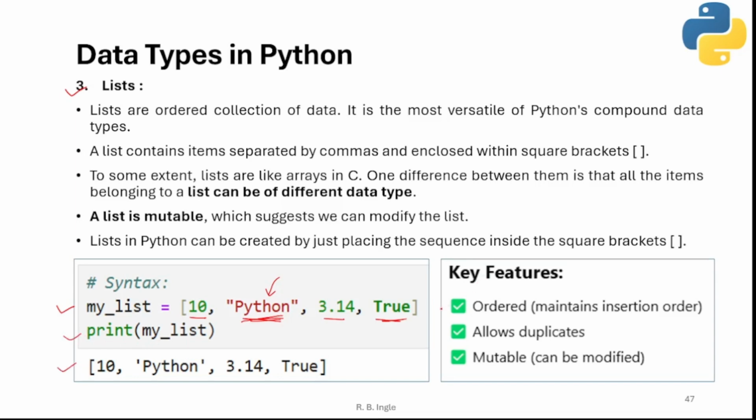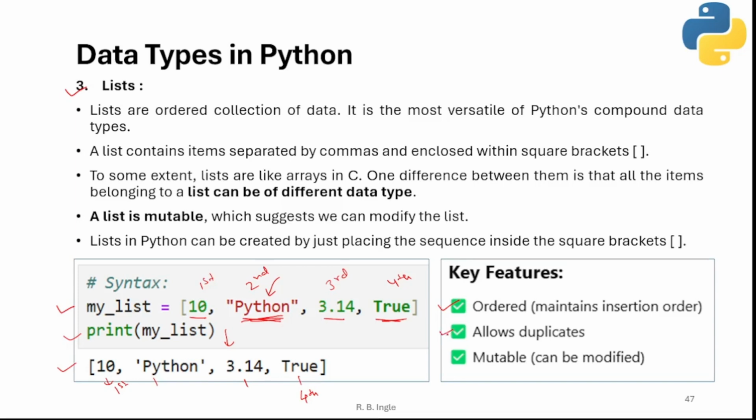And what are the properties of list? Lists are ordered. It means the sequence in which we are making this list will remain the same. 10 is the first element, Python is the second element, 3.14 is the third element of the list, and this is the fourth element. Once we have printed it, we can see the sequence remains the same. This is first, this is second, this is third, and this is fourth. So the sequence is not getting disturbed. That is called ordered. So lists are ordered, and it does not disturb the sequence.